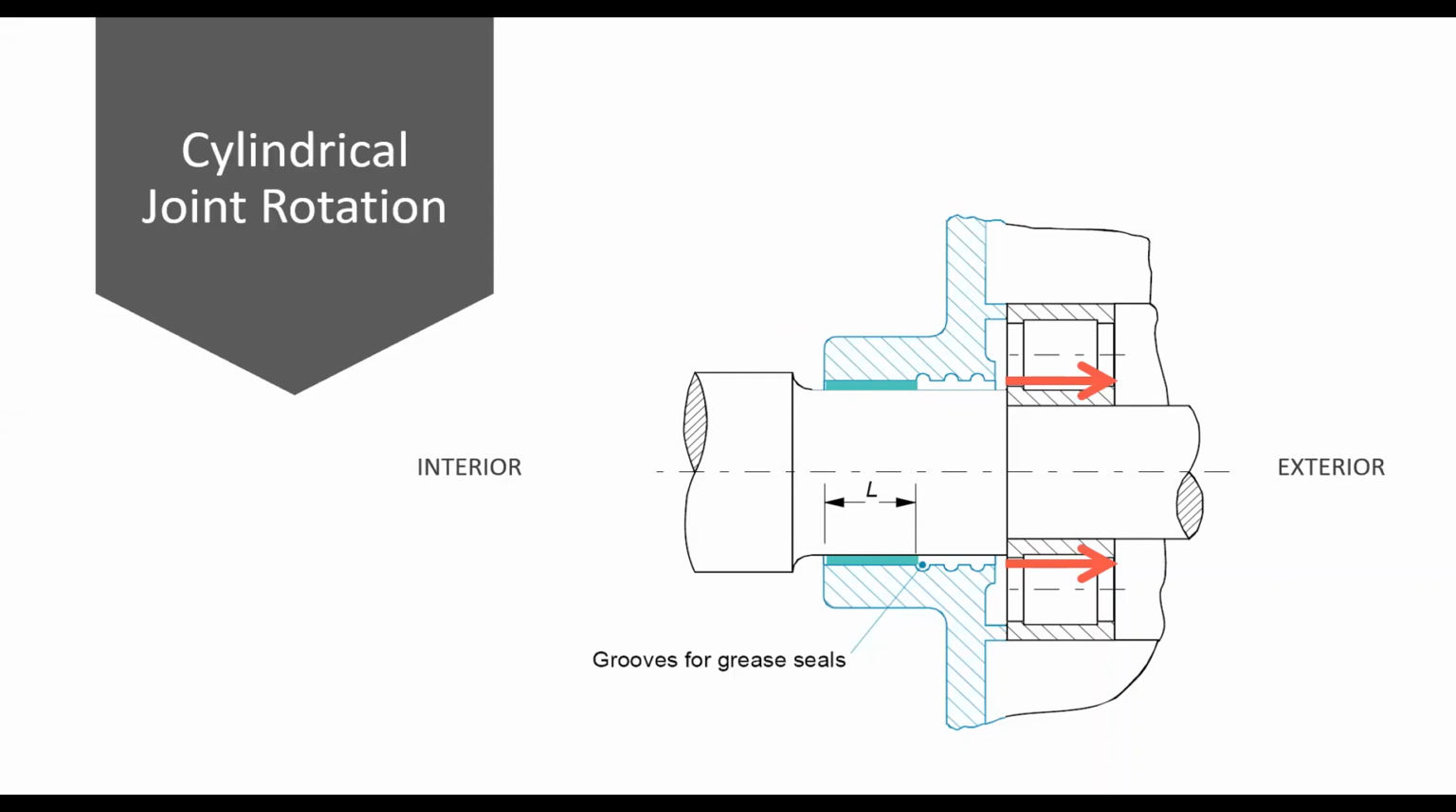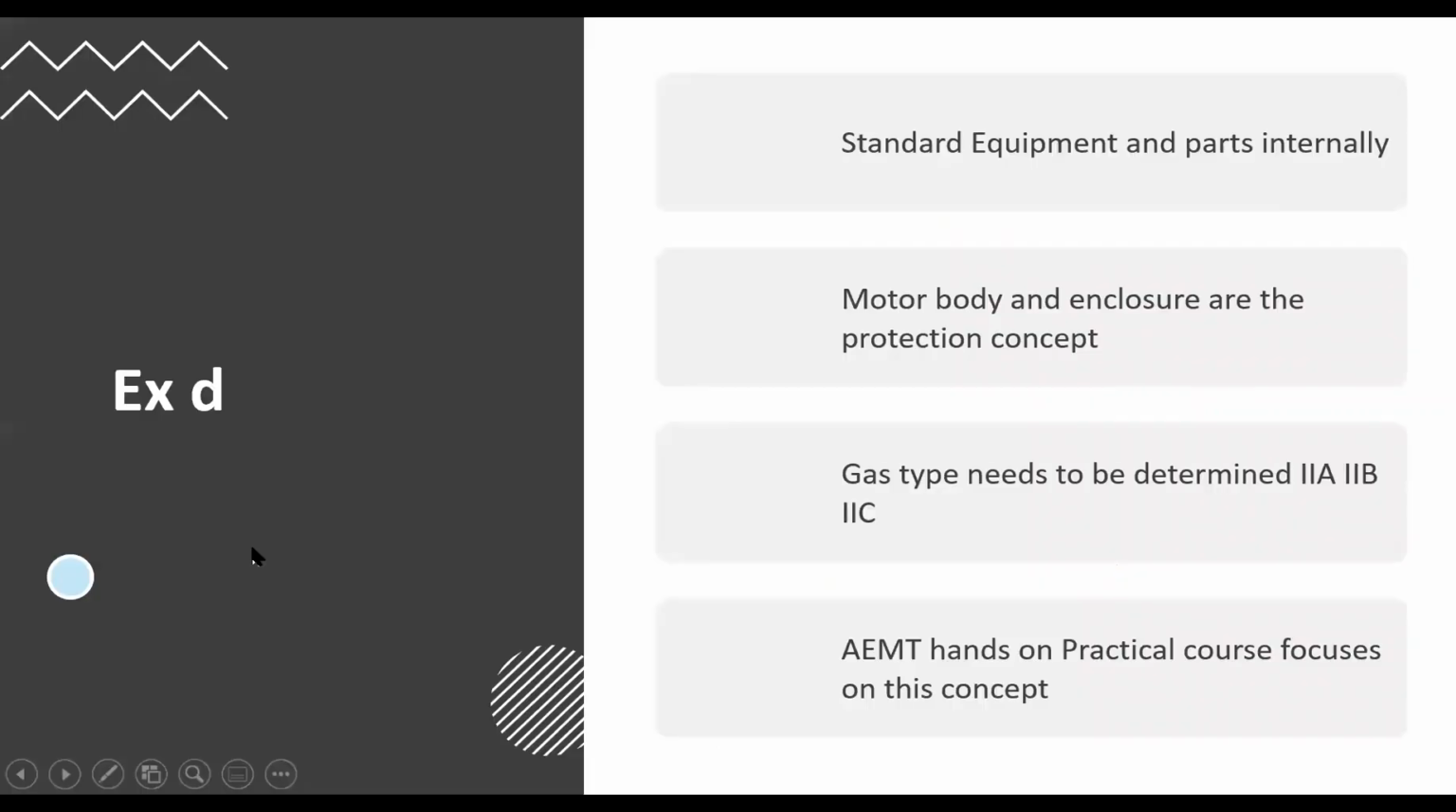The reason why the rotating joint can be larger is that as the shaft rotates, the hot gases are spiraled out down the shaft, and again, it takes longer for them to get out, and they are cooled and their energy is lost. So basically, in EXD, it has standard equipment and parts internally, because it is the motor body and the enclosure which is the protection concept. Strong, cast flame paths, making sure that nothing can escape which can ignite the outside atmosphere. You also need to make sure which type of gas an EXD motor is going into.